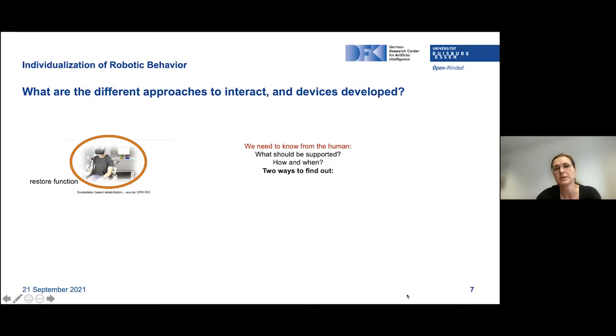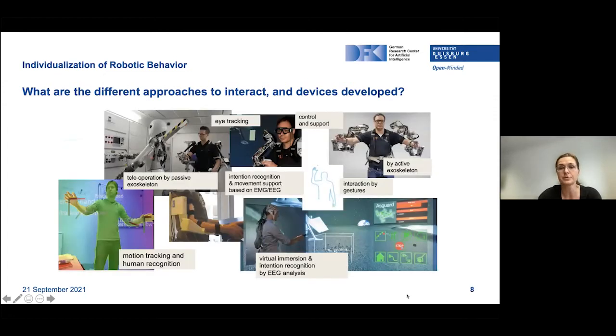And in general, there are 2 ways to find out. The one way is to tell the system explicitly, tell the system what I need. The other way is the system understands this implicitly. So these are the 2 ways in general, but in principle, both ways are able to tell the system something about the state of the human as well as the intention of the human. And that's why you can approach this in 2 ways, explicitly and implicitly, or a combination of both, of course.